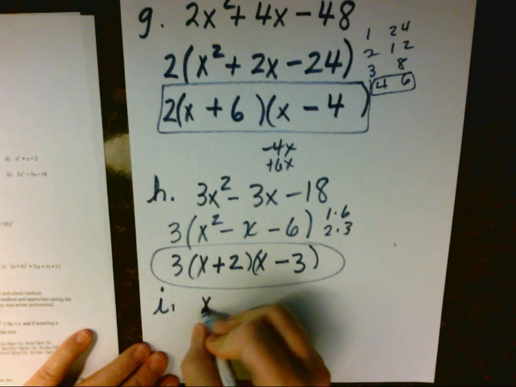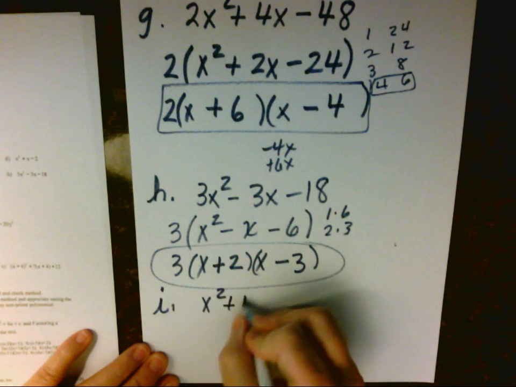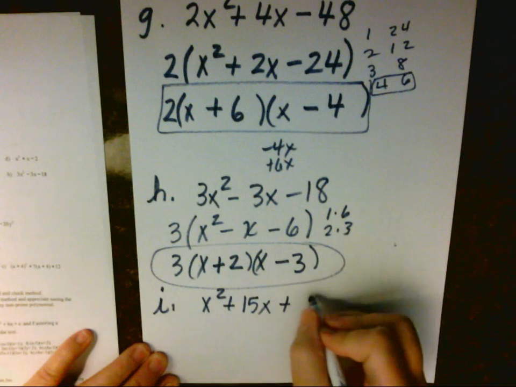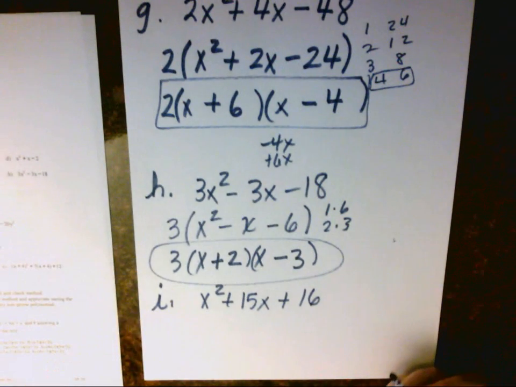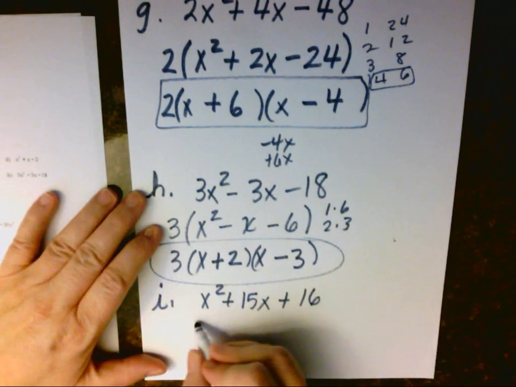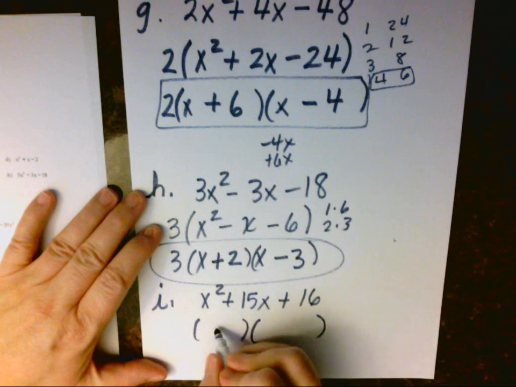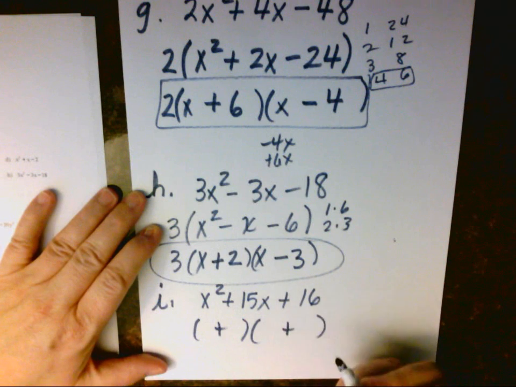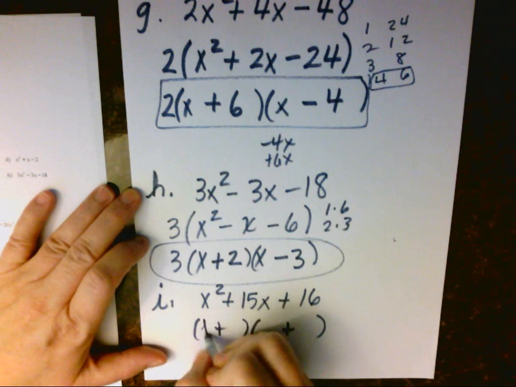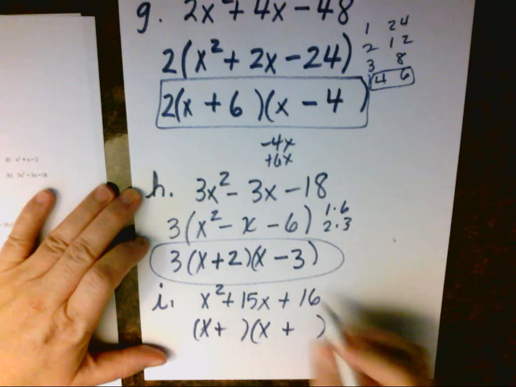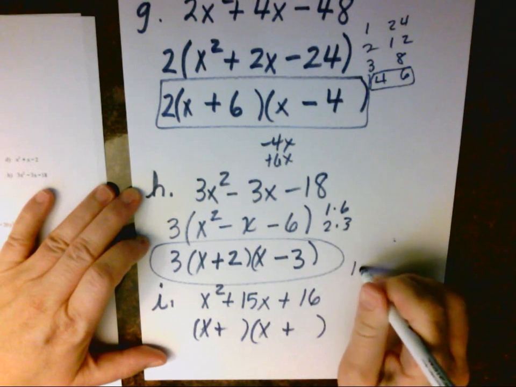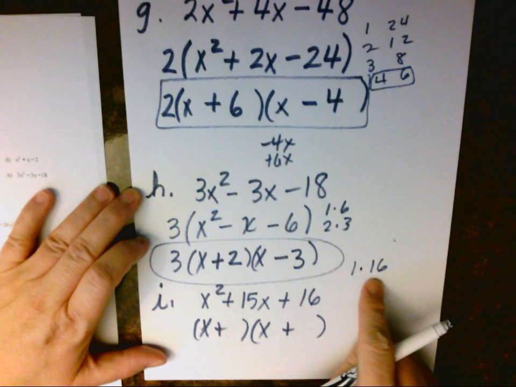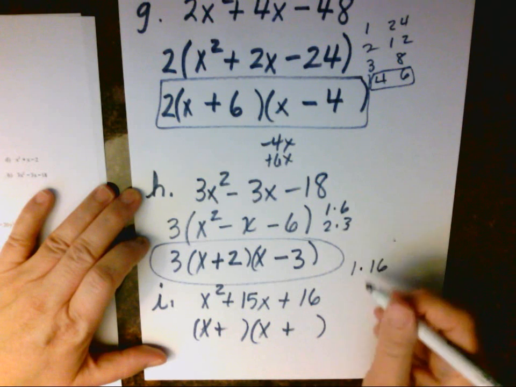Alright, let's look at I. I says x squared plus 15x plus 16. This will obviously have to be both positives, because it's all positive. X times x to give us x squared. Now to get 16, I can take 1 times 16. Those are 1 apart. That might work.